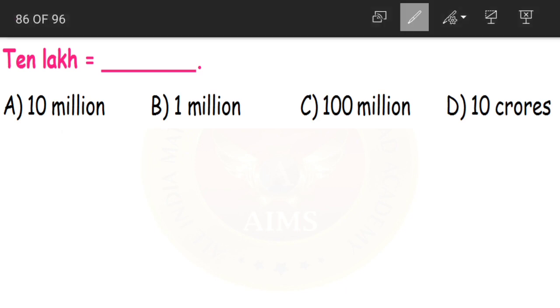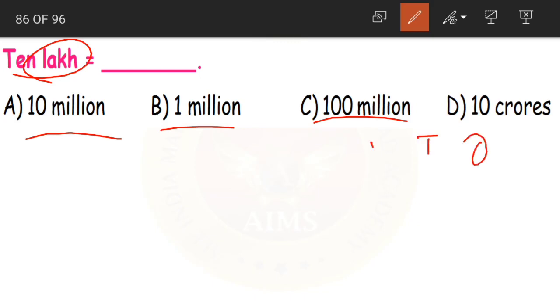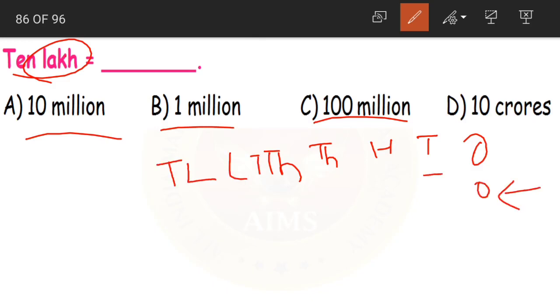Now here the question is given in the Indian place value system, and the options are given in millions, which is the international system. So first let us write the Indian place value chart: ones, tens, hundreds, thousands, 10,000s, lakhs and 10 lakhs. Now let us write the same places according to the international system.